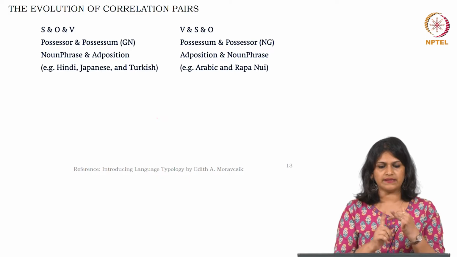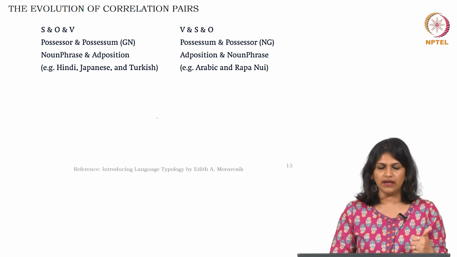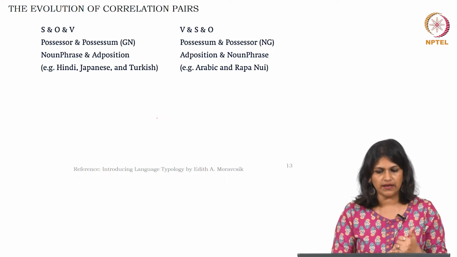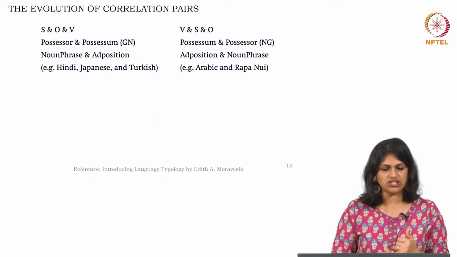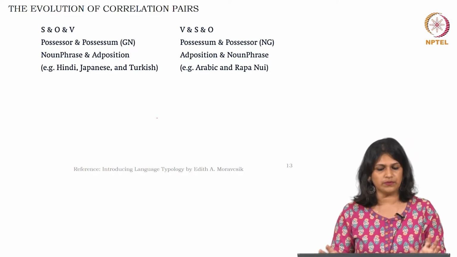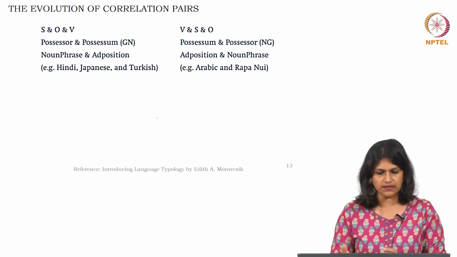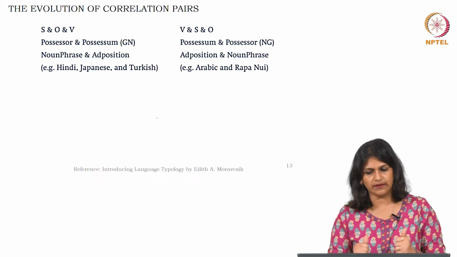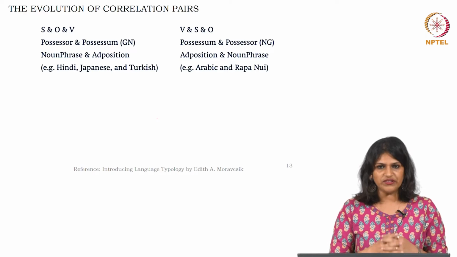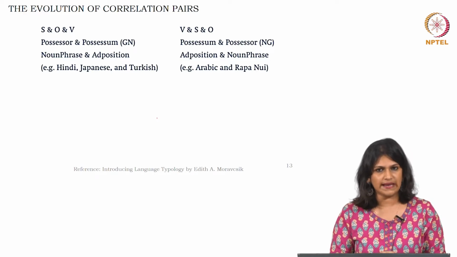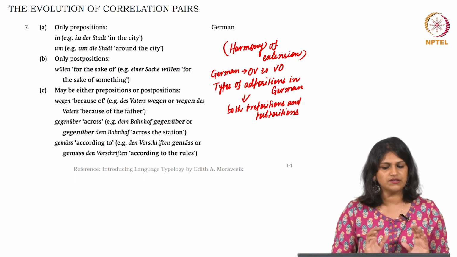One correlation pair is SOV, the other correlation pair is VSO. So, SOV we have Hindi, Japanese, Turkish, and VSO we have Arabic and Rapa Nui. So, in case of Hindi, Japanese, Turkish category, the relation is possessor, then possessum, noun phrase, then adposition. In case of VSO, just the opposite. So, we have possessum, possessor and adposition, noun phrase. So, now the question comes, which one has come first, which one has come later, and how this kind of correlation pairs have evolved so far.